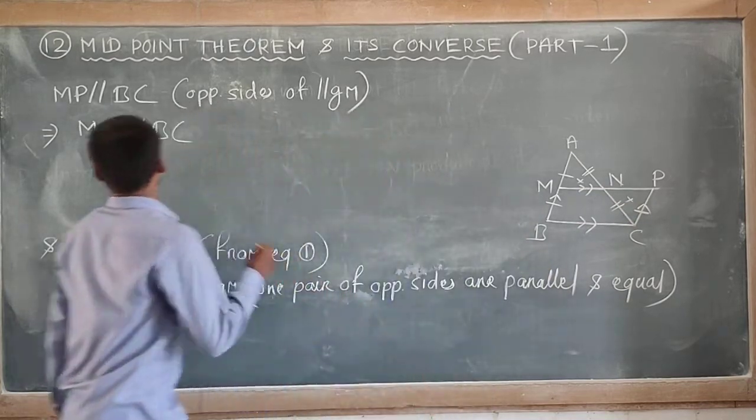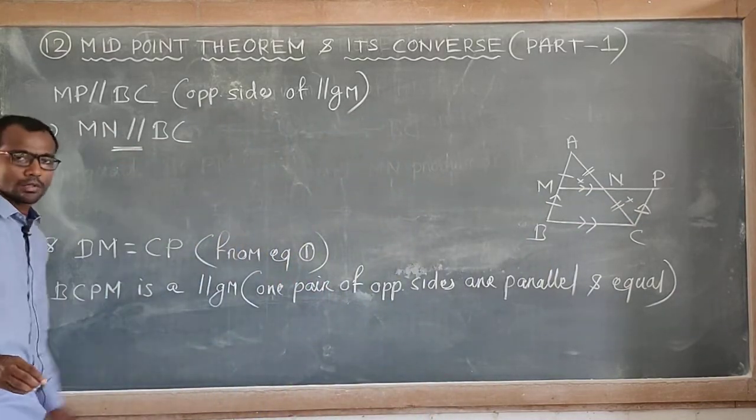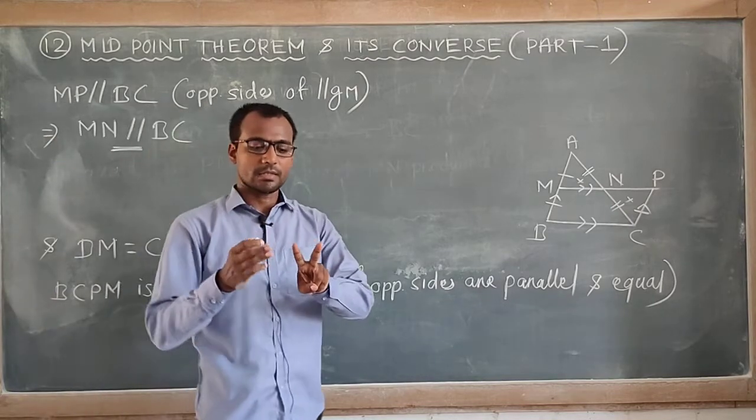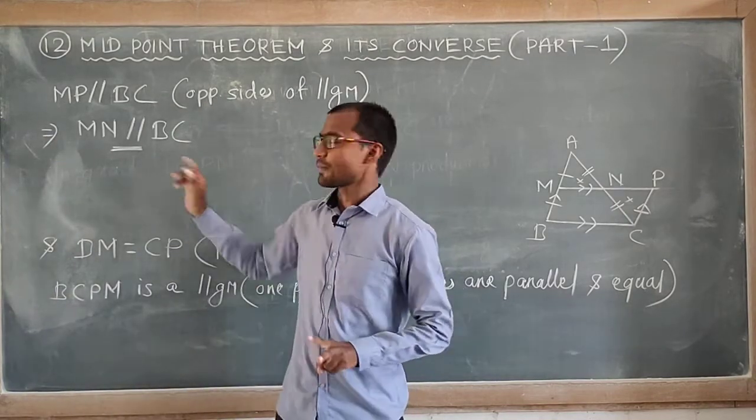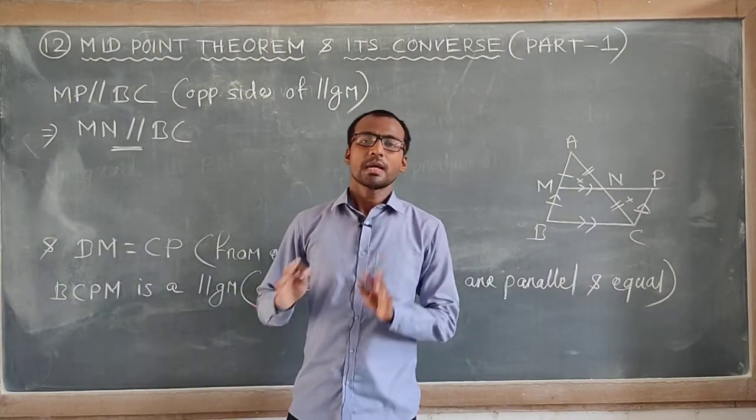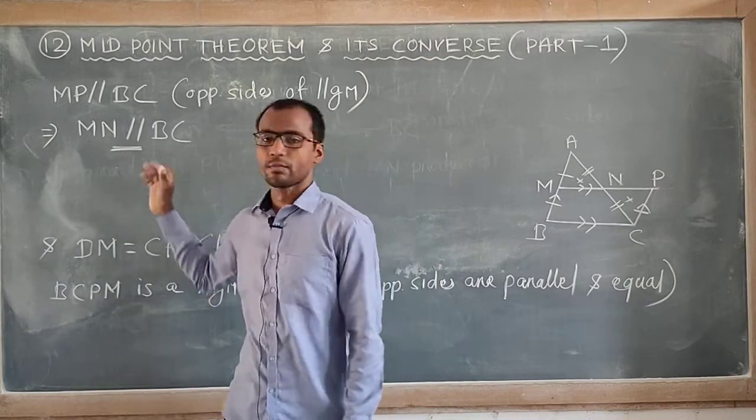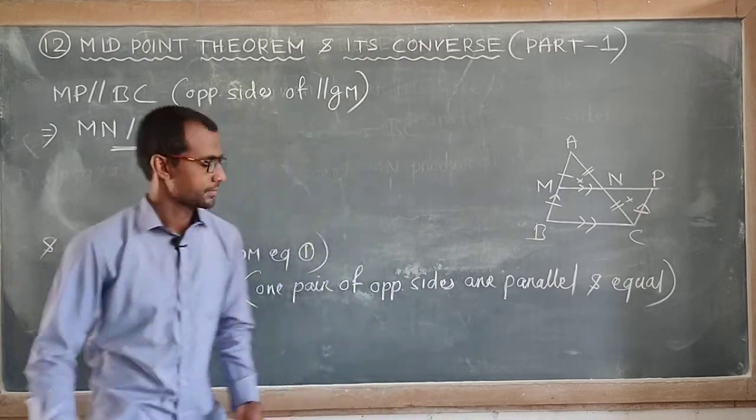Okay. So one part we have proved. We had two targets. First target was to prove that MN is parallel to BC. This part is over. Next target is to prove that MN is half of BC. Now we will prove that one.